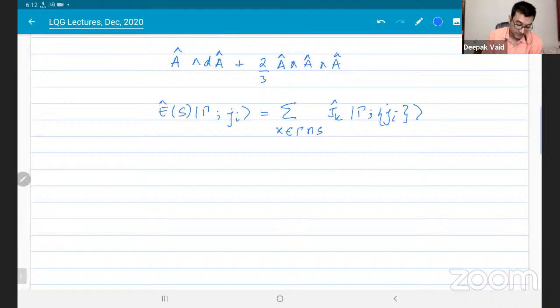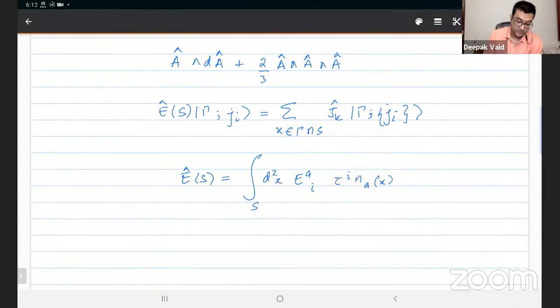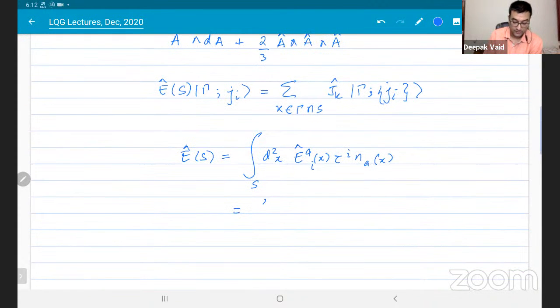So this we know, but the question would be, if I take a term of this form, A wedge dA, how should I write it in some similar sense? So what is this? Let me just write down. E of S is equal to the integral of d2x over some surface of E^A_I tau_I times the normal N_A. And again, putting all this to the right, acting on this function of x, it becomes the integral of d2x N_A tau_I, and then minus i h bar del by del A^I of x, like this.